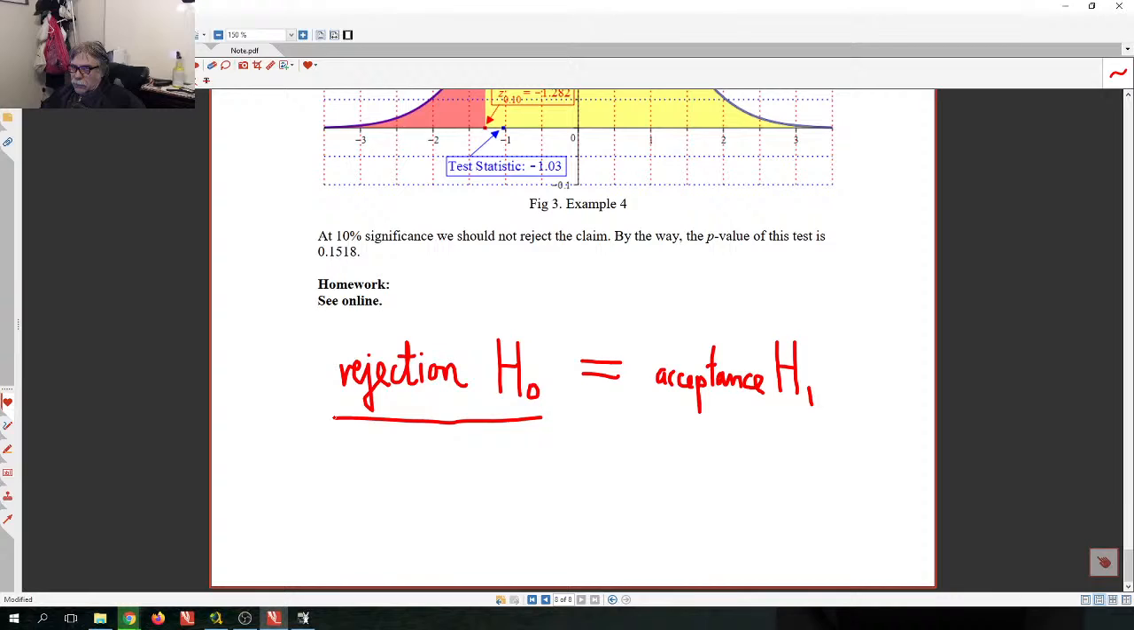Right? Okay, this is the first part of the lecture, and in the second part of this lecture, we will be talking about testing population mean. Right? So we'll do that later.